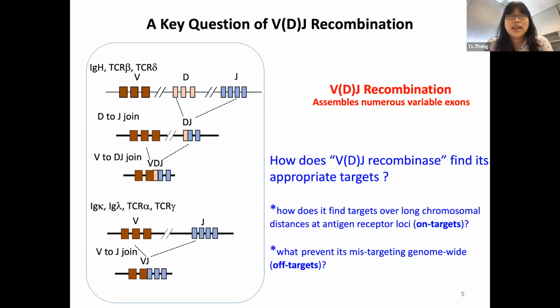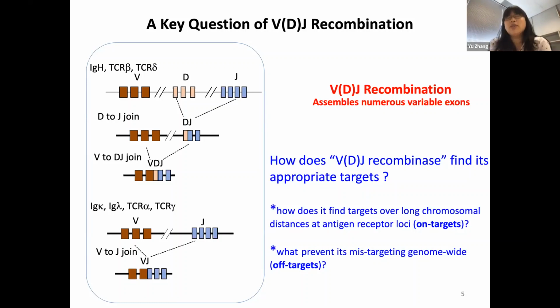So since the discovery of V(D)J recombination in the 1970s, many seminal findings have been made toward understanding this signature activity of antibody diversification. This includes the identification of the RAG enzyme that initiates the cutting step, the identification of the non-homologous end joining process that finishes the pasting process, and also the emphasis of chromatin accessibility as an important regulatory means to control V(D)J recombination.